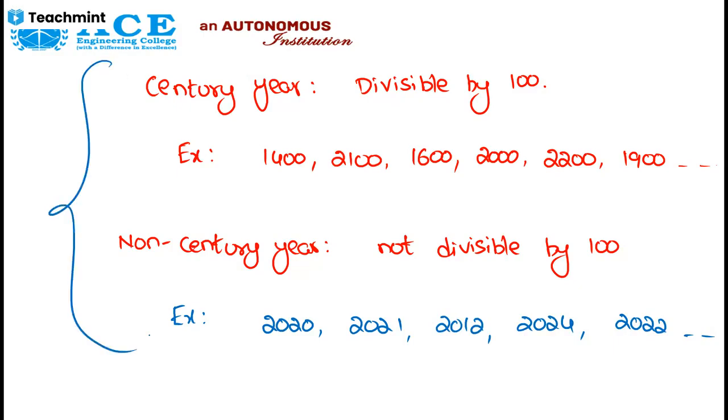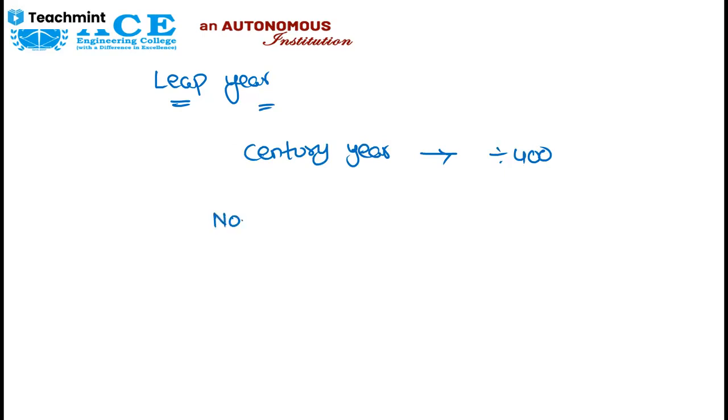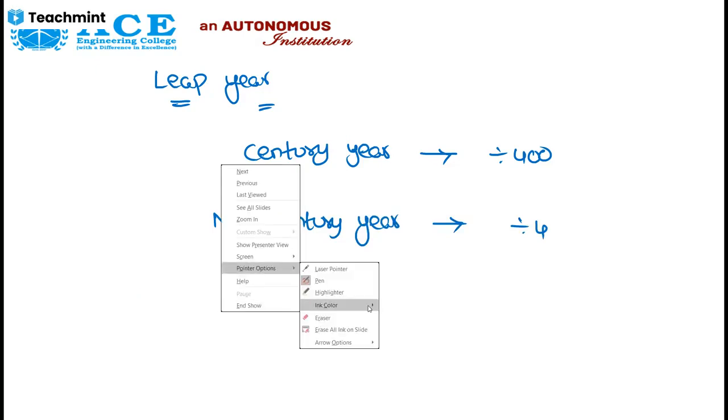Now, what about leap year or non-leap year? See, my dear friends, before deciding the leap year, if it is a century year, it must be divisible by 400, and only then is it a leap year. If it is a non-century year, it should be divisible by 4. To decide if it's a leap year, a century year should be divisible by 400. So I'll give a list of years now, and we'll decide how this is going to work.